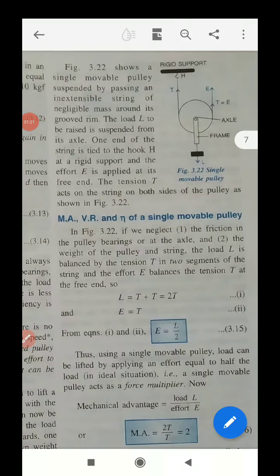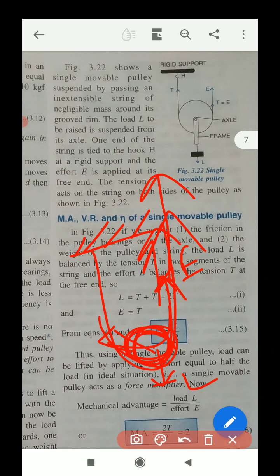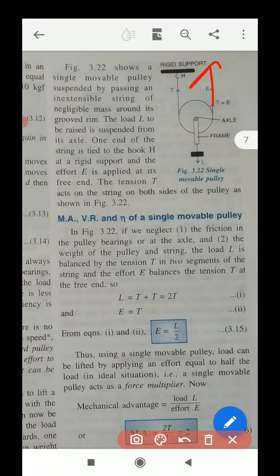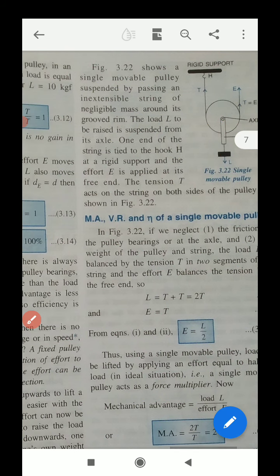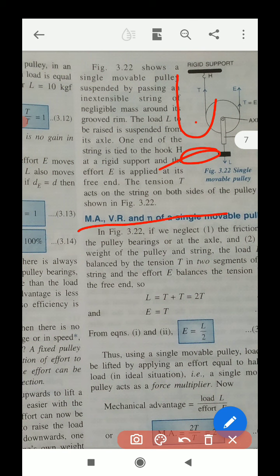Students, in your book the picture is like this. You can see you are giving an effort. This is the pulley and the load is acting below, and that is the axle, and it is totally on this rope. So we will find the MA, VR, and eta of a single movable pulley. How, that I am explaining.